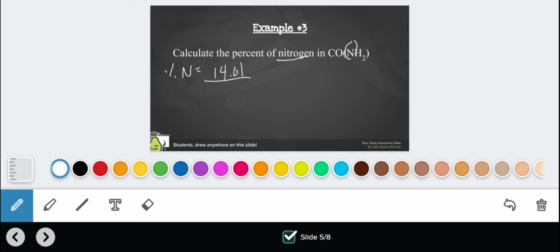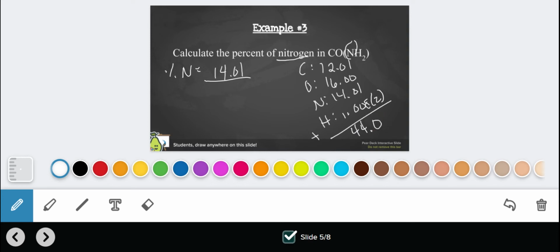And then we add up the mass of all of the other elements. So we have 12.01 for carbon, right? Oxygen, there's one of those, would be 16. Our nitrogen, of course, is 14.01. And then our hydrogen is 1.008, and we multiply that by 2 since there's 2 of them. Then we add all that together. And we get 44.036. So that would be our total here.